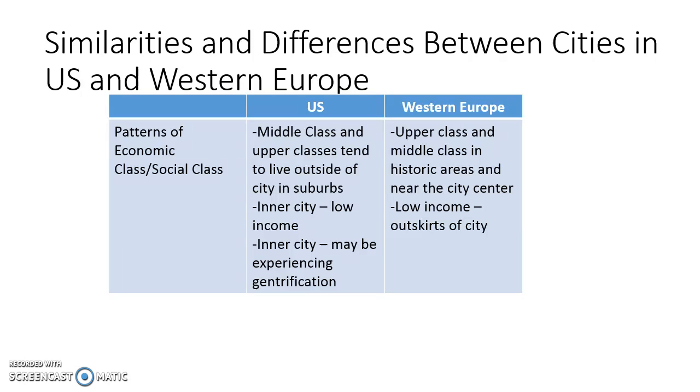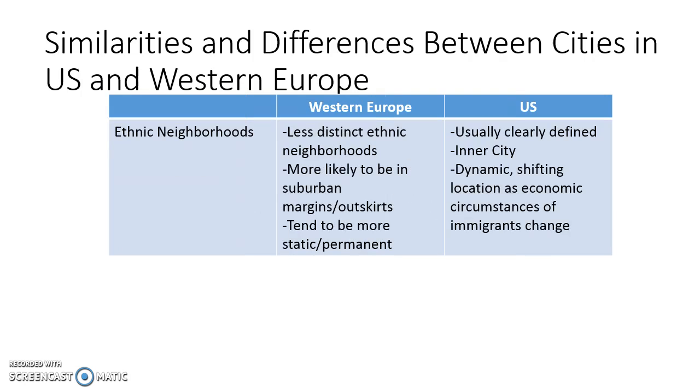In Western Europe, it's the complete opposite. The upper class and the middle class tend to live closer to the city centers, next to the historic areas. And this is, since the beginning of their cities, it was a sign of real privilege and importance and wealth if you lived near the aristocracy, who tended to live closer to the city centers. In addition, the low-income people tend to live on the outskirts of the city. So again, complete opposite there in settlement pattern.